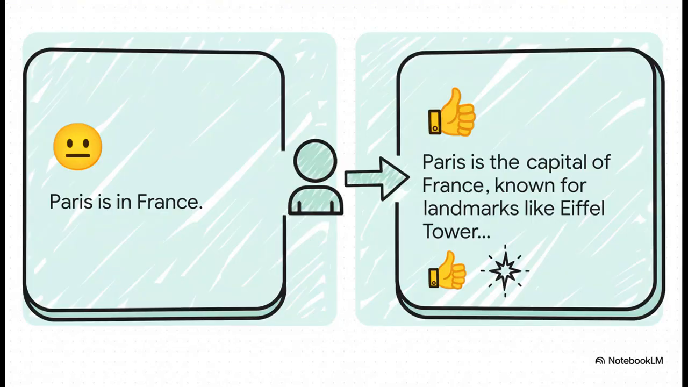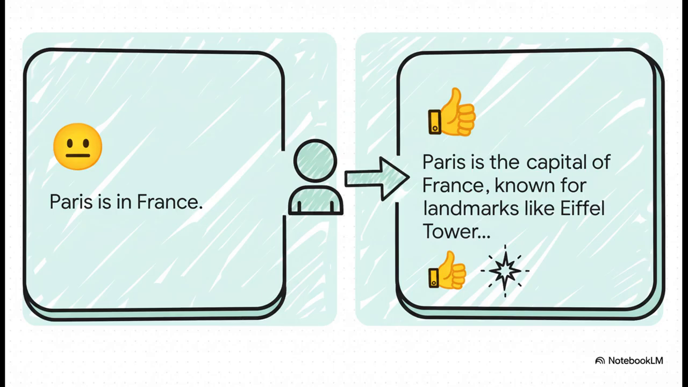So that pre-training gives it all the knowledge, but it doesn't make it a helpful assistant. That's where human feedback comes in. This process is called reinforcement learning from human feedback, or RLHF, and it works like this. A human reviewer gets shown two different answers. Now, look at response A. It's correct. Paris is in France. But response B is so much better. It's more helpful, it's more detailed. The human gives B a thumbs up, and that feedback teaches the model not just to be right, but to be useful.